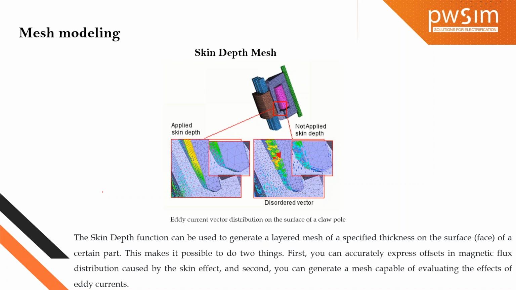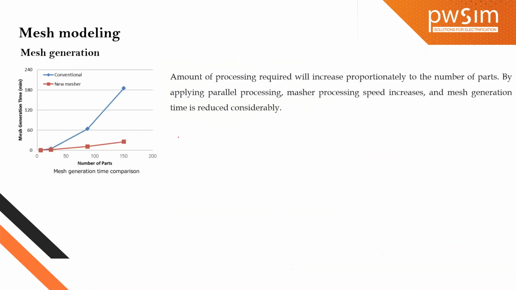accurately express the offset in magnetic flux distribution caused by the skin effect. And secondly, you can generate a mesh capable of evaluating the effect of eddy currents. So here the applied skin depth is shown in this picture, and here without skin depth applied. So you can see the difference in the eddy current distribution between these two pictures. The eddy current vectors are disordered in this case without skin depth, and the eddy current distribution is ordered with the skin depth option applied. So these are the two differences why the skin depth mesh is needed in the simulation.